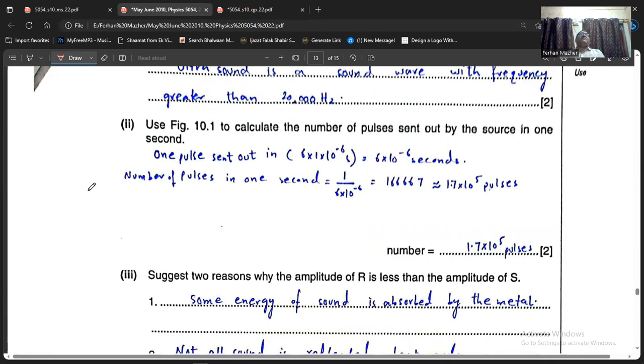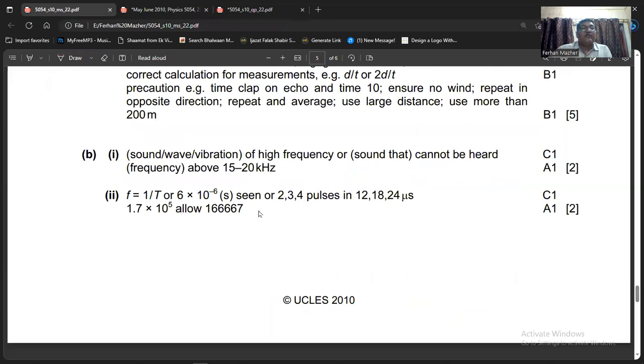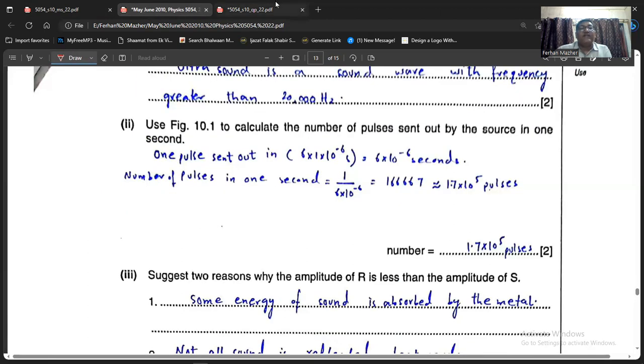And the frequency will be, f is equal to 1 by t. So 1 divided by 6 expo minus 6, and that will be 166667, which is approximately 1.7 expo 5 pulses per second, and that is the frequency.